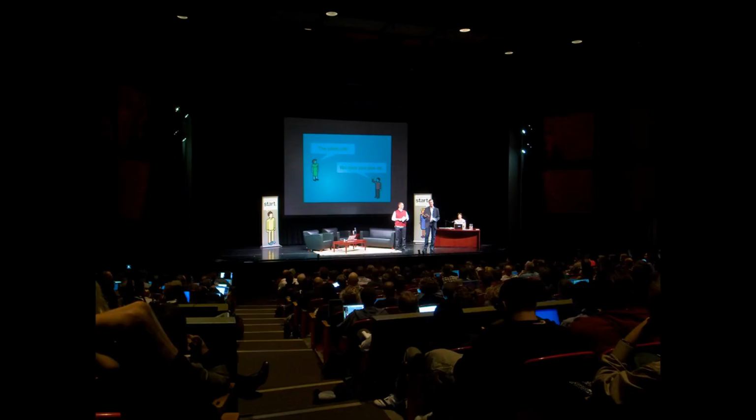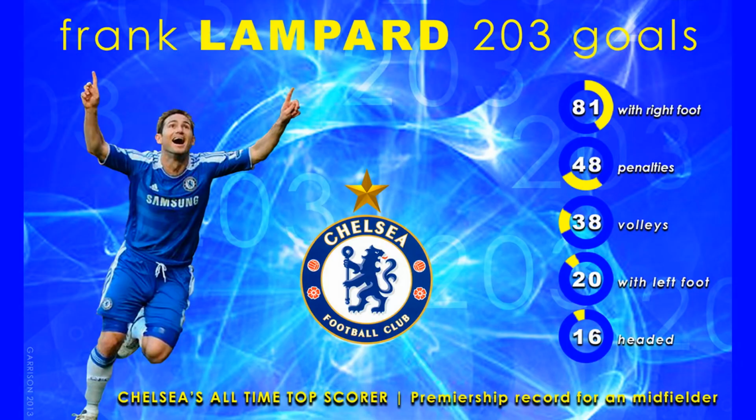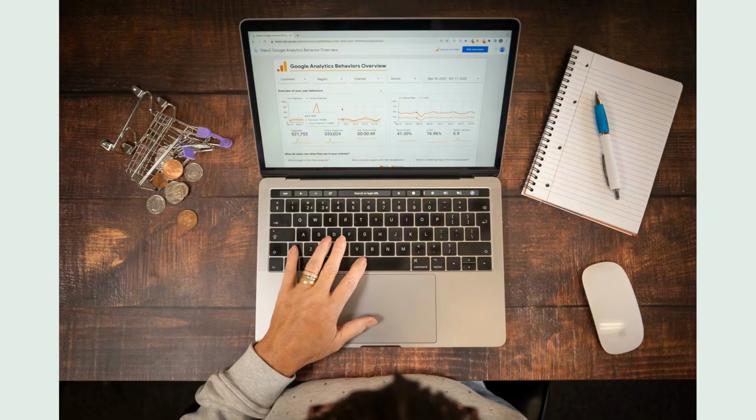So, let's get started. Before you start measuring the success of your marketing campaign, you need to define your marketing goals. Your goals should be specific, measurable, achievable, relevant, and time-bound: SMART. By setting SMART goals, you'll have a clear idea of what you want to achieve and how you'll measure your progress. For example, if your goal is to increase website traffic, you can measure it by tracking the number of visitors, page views, and bounce rate.